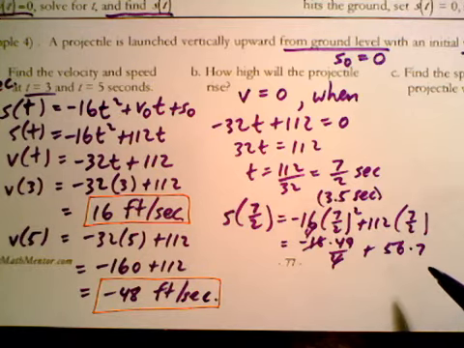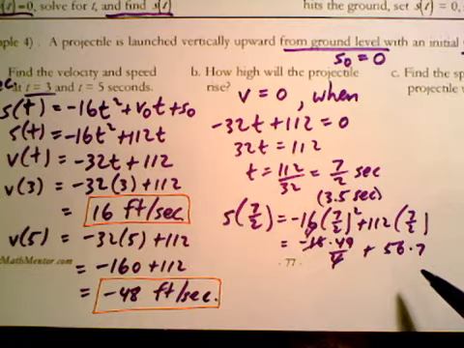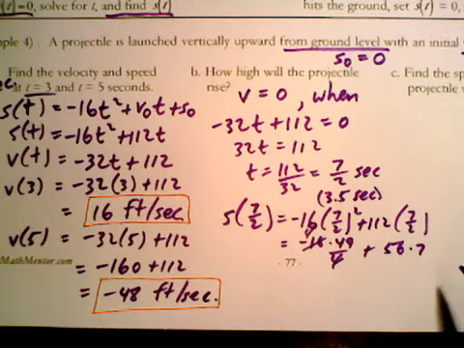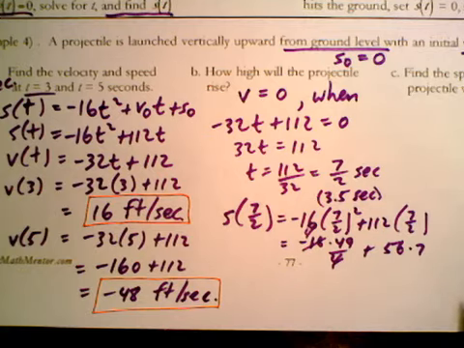Position is 7 times 56. Is that what I got? Oh, I did this over here. Position at 3/2. Oh, what did I do? 3/2 seconds. What in the world? Where did my math go wrong? It should be 7/2 seconds, right?